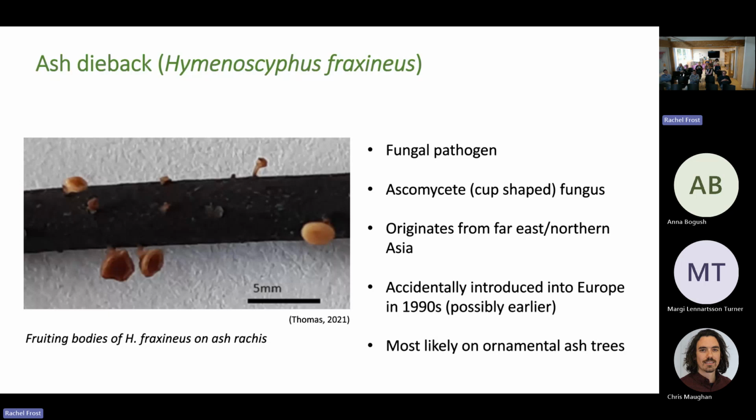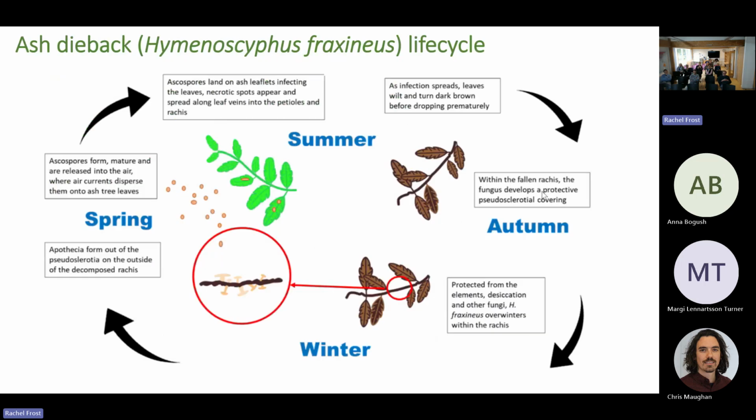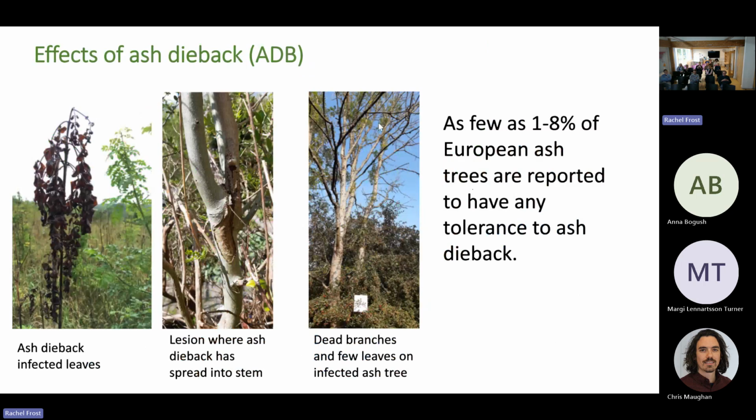Now, it was estimated that of the ash that were in Europe prior to the disease, only around 1 to 8% have any tolerance of the disease at all. So we're likely to lose a very large number of trees. However, more recently, researchers have found that naturally regenerating ash are starting to show more resilience, and it's likely that they will be better able to survive. So there is some hope if we can protect that young natural ash regeneration.